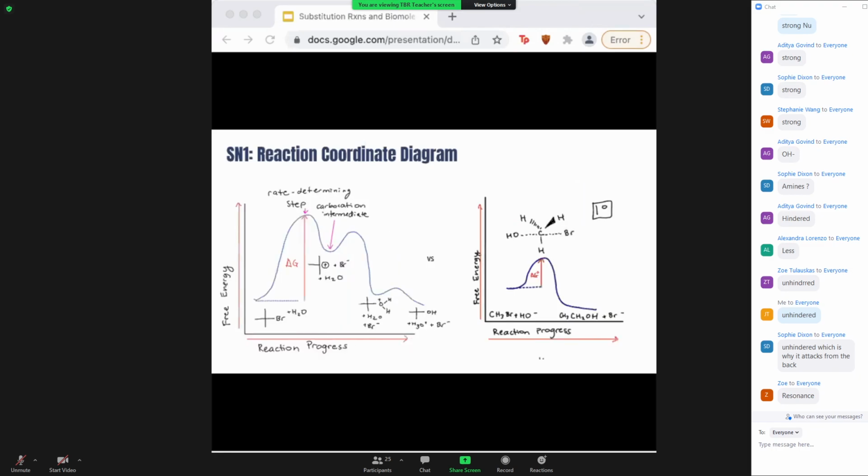Okay, and here is a graph showing the differences in the reaction coordinate diagrams for SN1 and SN2. As you can see, SN1 and SN2 look pretty different.